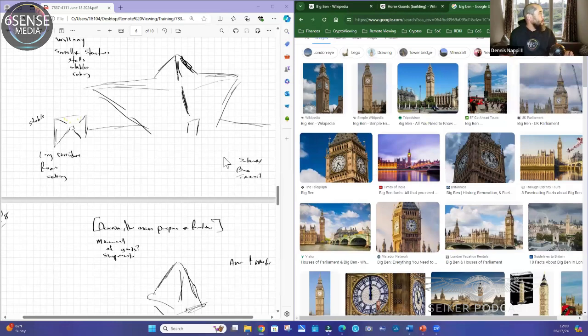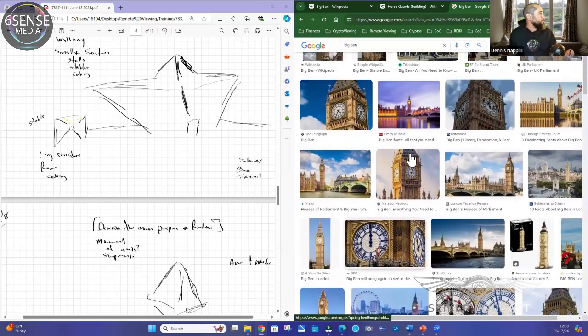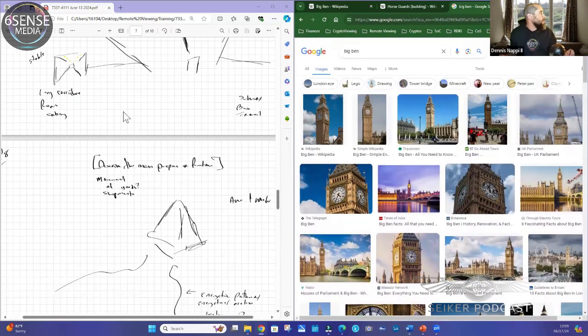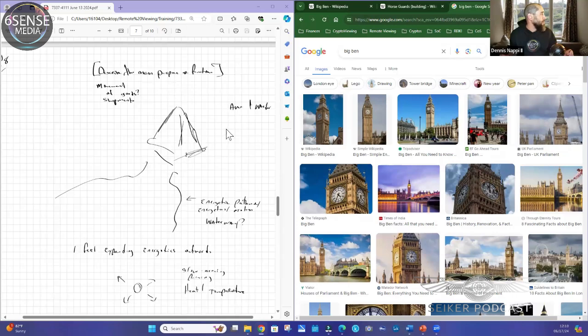I wrote down subway, bus, or transit. There is a subway station that does run underneath here, so I think I was on target there. With this long corridor and rows here, you can see Westminster just looks like this long corridor here. Okay, describe the main purpose or function. There was movement of goods or shipments here, which isn't the main purpose of Big Ben, but there was a sense of awe and wonder.